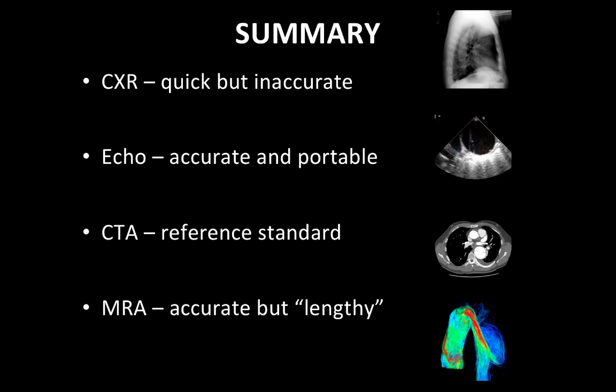really the diagnosis and management of patients of aortic dissection relies on cross-sectional imaging, whether it be echocardiography, which is very accurate, portable, and critical to the intraoperative management of patients with ascending aortic dissections, CTA, which is really the reference standard that is used routinely, or MR angiography in patients who would not be candidates for either CTA or echocardiography.